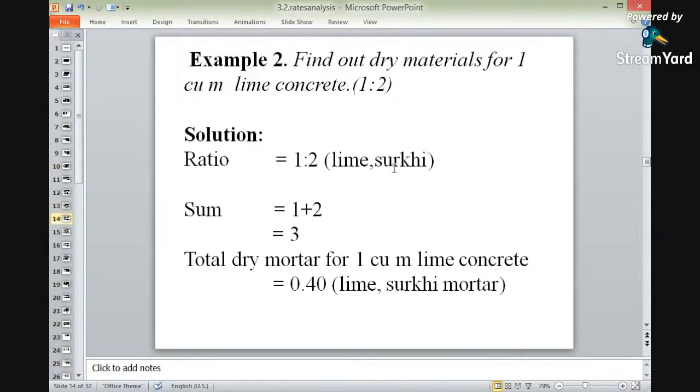That is lime concrete. In olden days, this lime concrete was used in PCC work and in flooring, but nowadays it is rarely used. In olden days lime concrete was used for flooring purposes or for PCC work. So how much is the sum for this? In this case it is 1 plus 2, that comes to be 3. The total parts for this come to 3.